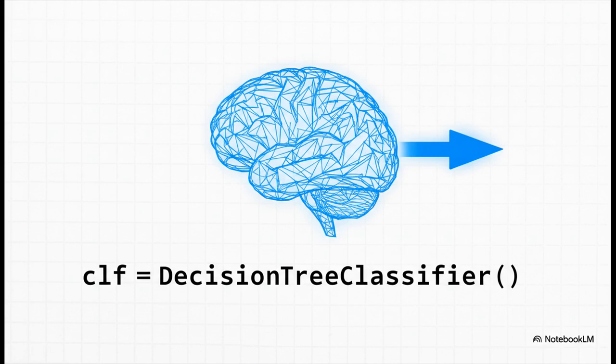And would you believe it? This is it. This one single line is all it takes. We're telling Python, hey, that decision tree classifier blueprint we imported earlier, make me a new one, and we're just storing it in this little variable called CLF. That's it. We've officially created an AI model object. Our empty brain is sitting there, ready and waiting.